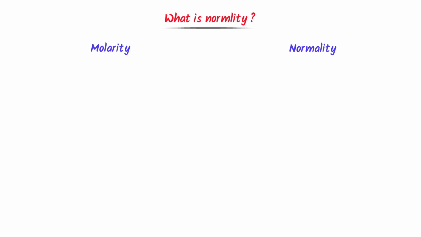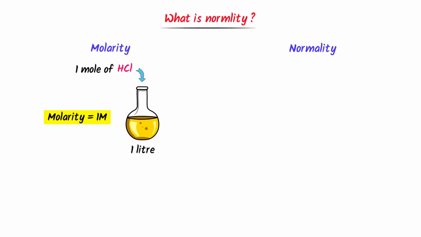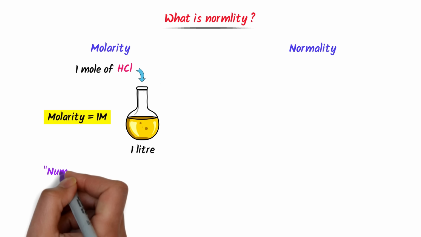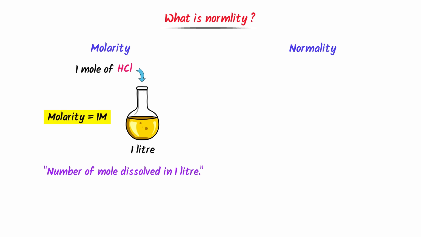For example, if I take 1 mole of HCl and I dissolve it in 1 liter water, I say that the molarity of this solution is 1 M. So molarity is defined as number of moles dissolved in 1 liter solution.